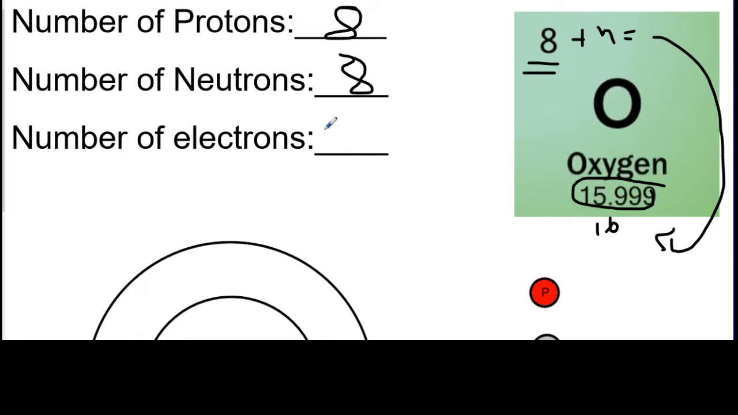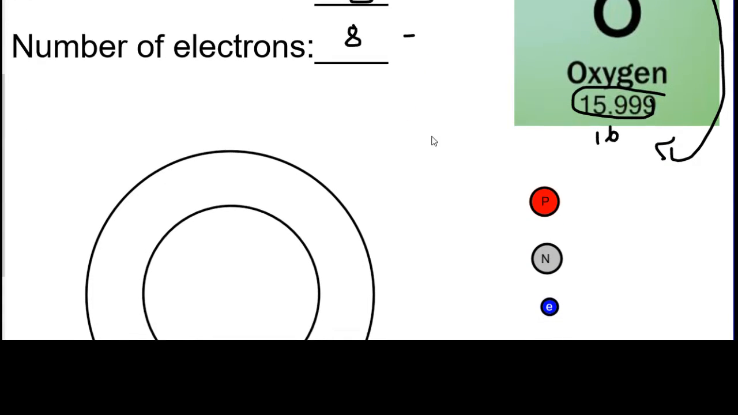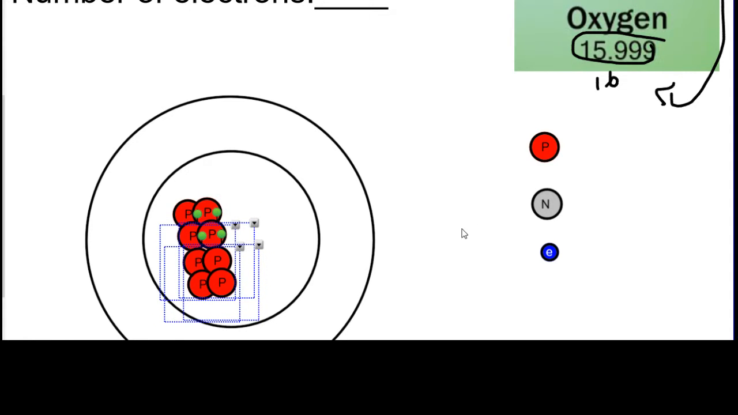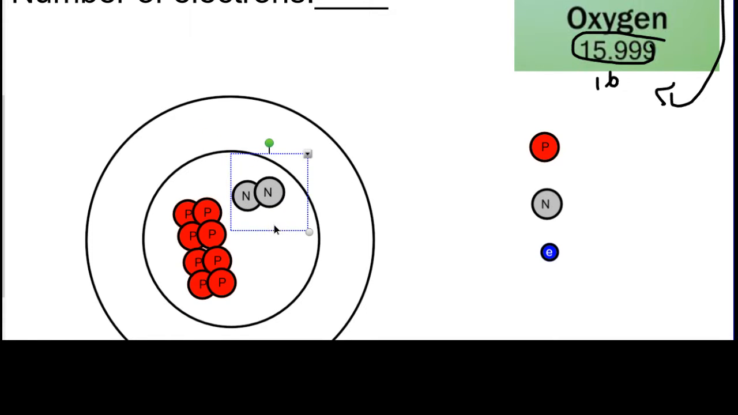So how many electrons am I going to need in order to keep this balanced, or keep it neutral? If there are 8 positive charges, that means I'm going to need 8 negative charges. So I'm going to have 8 electrons. Building this, I needed 8 of these. There's my 8. And I need 8 neutrons. So now I've got my nucleus created.